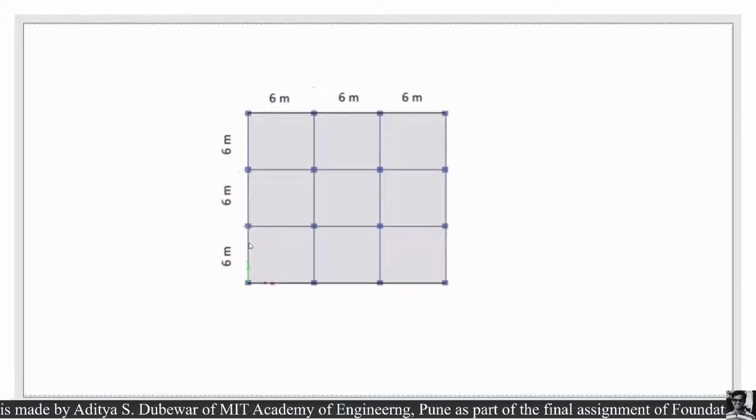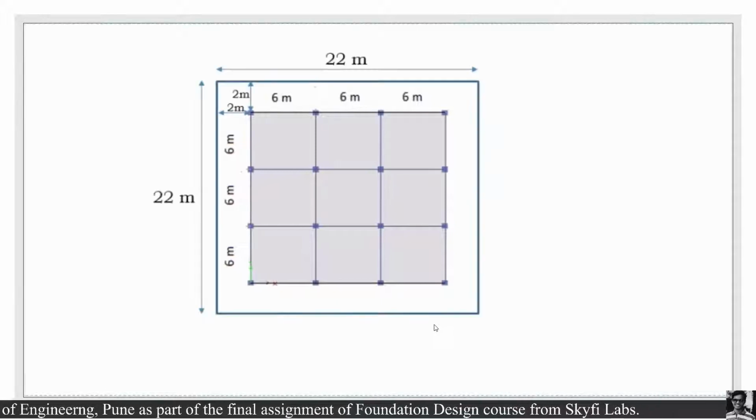Now this is our grid, 4 by 4 of 18 meter by 18 meter. For foundation design, we will take an offset of 2 meter on all sides. Then the final footing size is 22 meter by 22 meter.